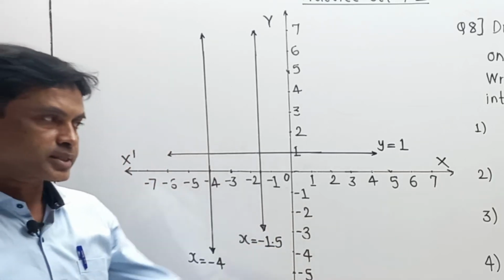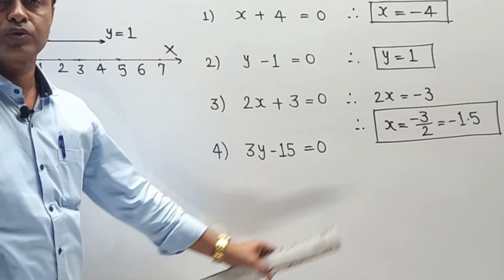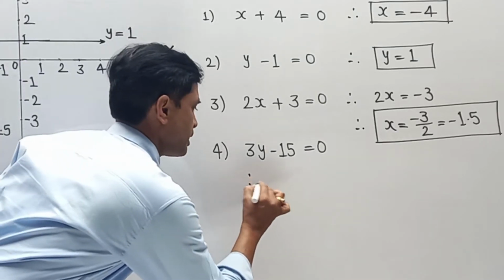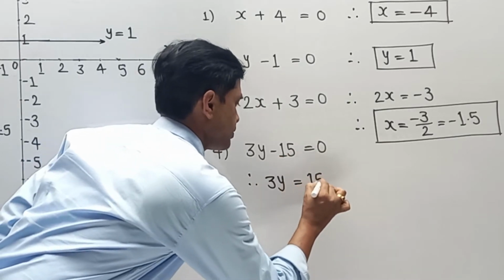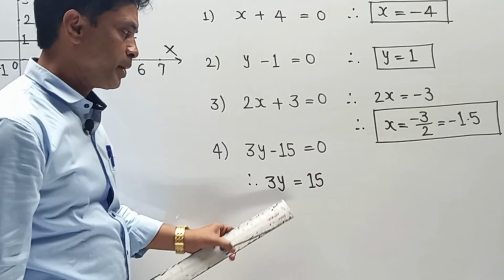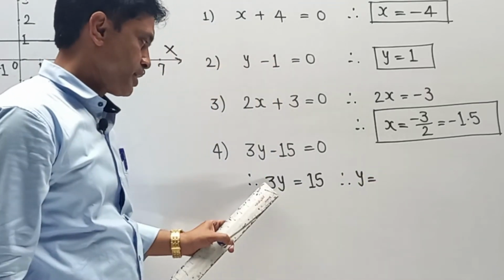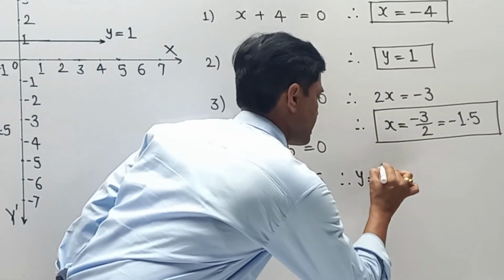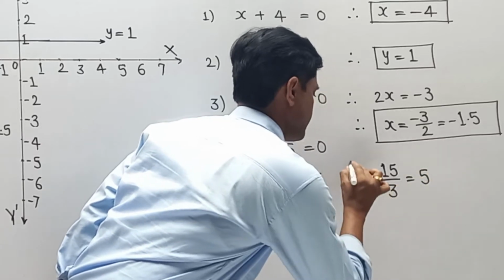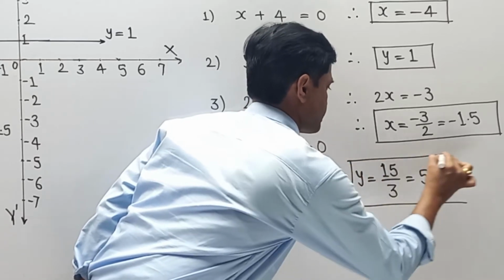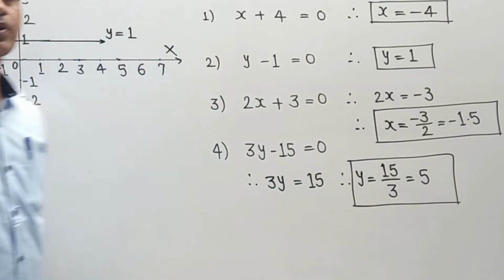Now the last and fourth one, they have given 3y minus 15 equal to 0. If I simplify it, 3y minus 15 goes to that side as plus 15. Naturally we need independent y, so y is equal to 15 divided by 3, since the 3 multiplied goes to that side as divide by. So 15 divided by 3 means 5. Naturally this value in terms of equation is y is equal to 5.